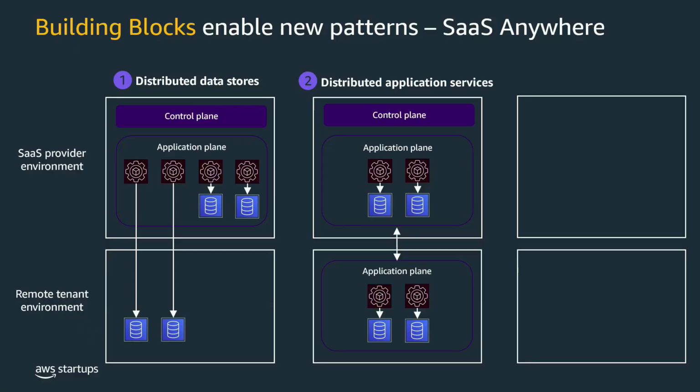Give them control over the data store, the database, where that important data is sitting, so that they can say to their regulator or their compliance team that I know who has access to my data and I can provision that as needed. Another method would be to distribute your application so that you have part of your application running in your SaaS environment, part of the application and the data store running in the customer's environment.